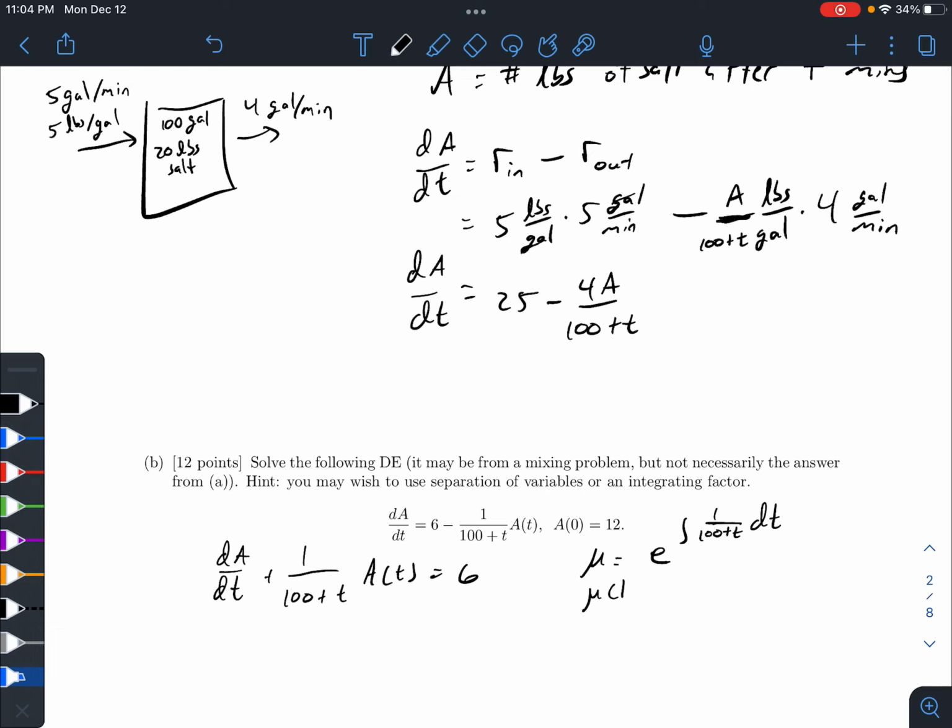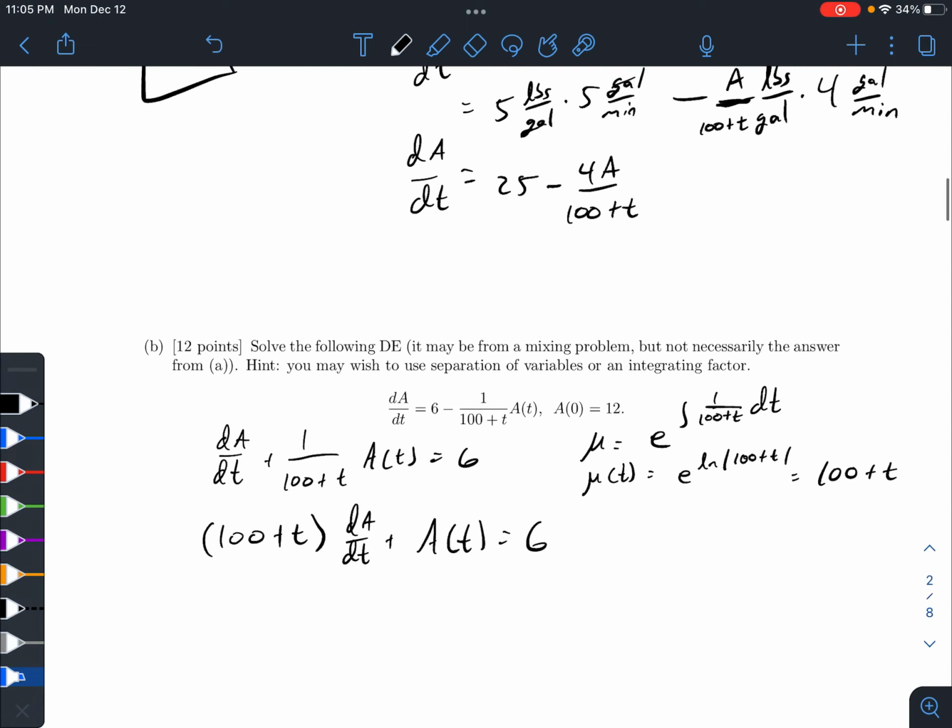This is with respect to t. So this is really like mu of t, not like mu of x like we used a lot earlier in the semester. So e to the ln of 100 plus t, which is just equal to 100 plus t. And I'm going to restrict our domain and just say this is equal to 100 plus t. So multiply by the integrating factor on both sides. We get 100 plus t times dA/dt plus 100 plus t over 100 plus t times A of t. This is equal to 6 times 100 plus t, so 600 plus 6t.